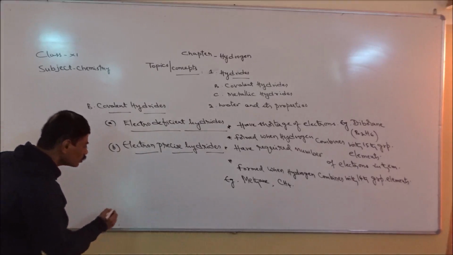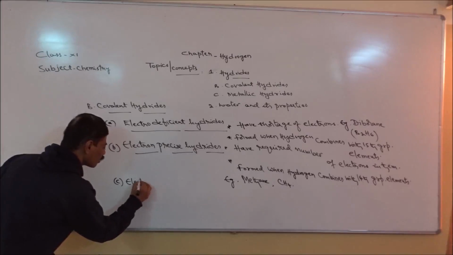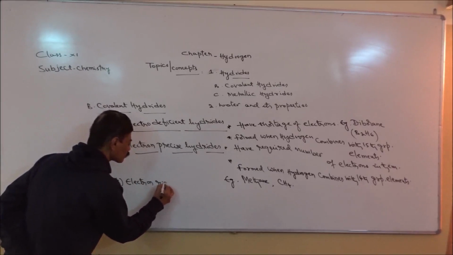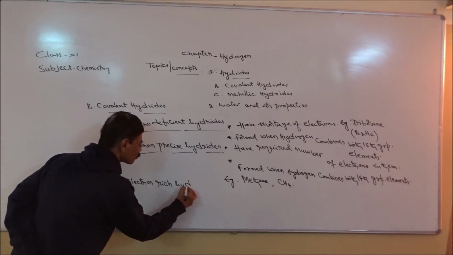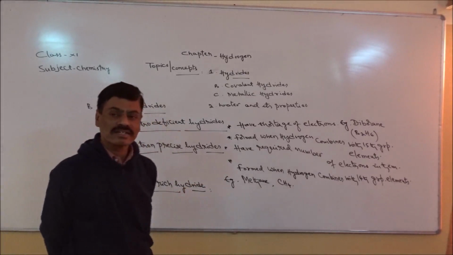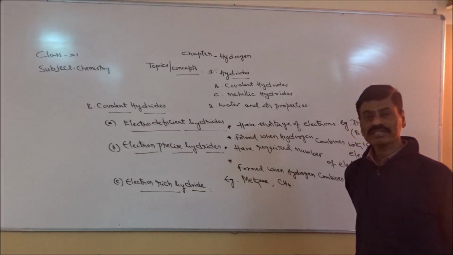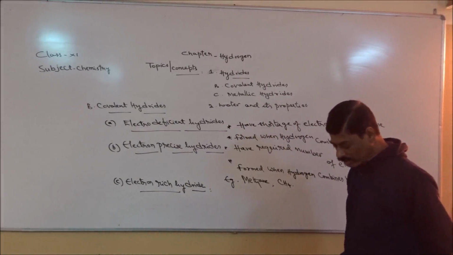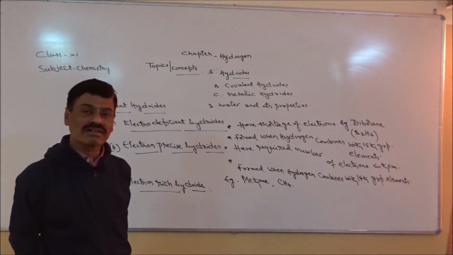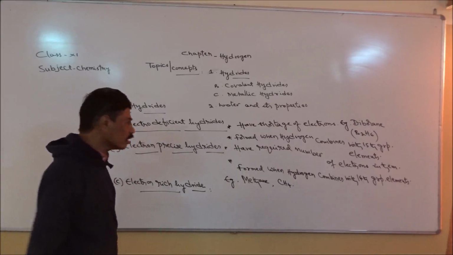Now we are moving to the next type of hydride, that is electron rich hydride. Electron rich hydride means those hydrides which contain more electrons in them, more than required. So how many electrons are exactly required for the formation of bonds? If more than that number of electrons are there in that hydride, then that is said to be an electron rich hydride.